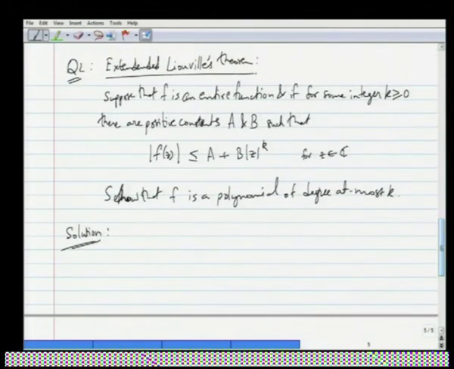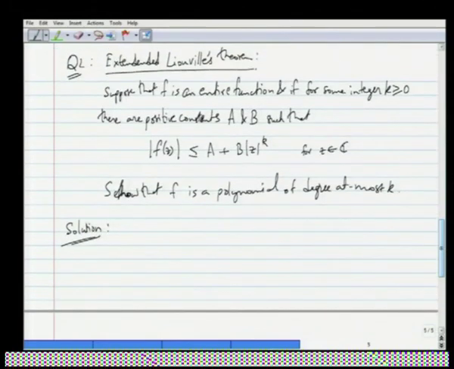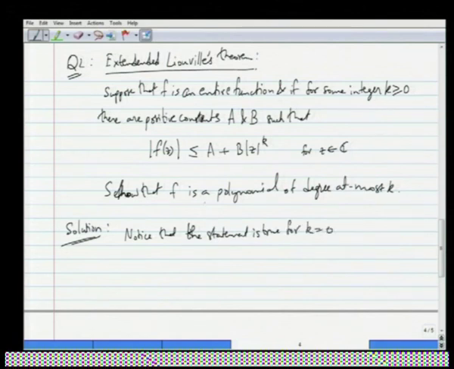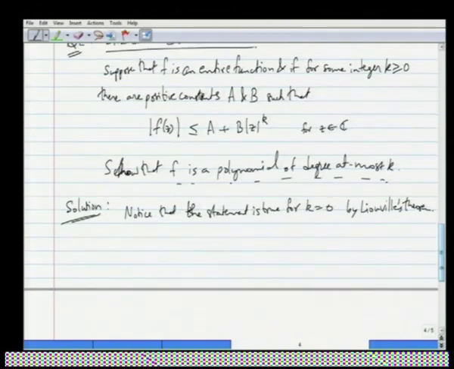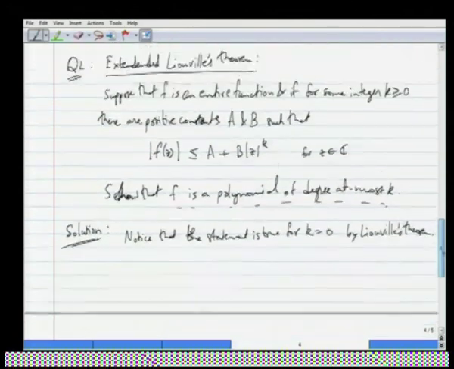What one does is proceed by induction, because we need to do this for every non-negative integer k. Notice that for k equals 0, the statement that f is a polynomial of degree at most k is true by Liouville's theorem. That is nothing but Liouville's theorem.